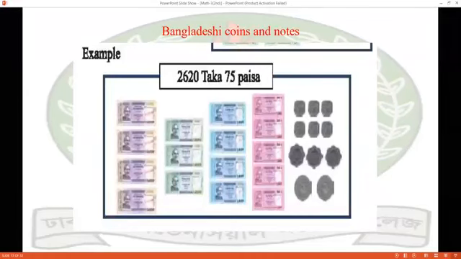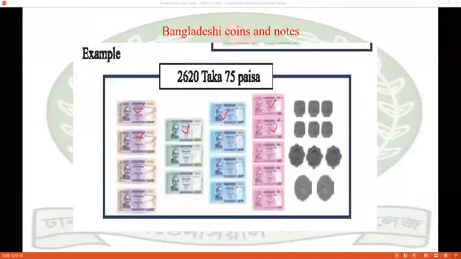2620 taka and 75 paisa. How can we choose it? You see that there are 2,000 taka notes, so easily we can choose 2,000 taka. And you see that there is a 500 taka note, so easily we can choose 500 taka. This is 2,500 taka, and you can choose 100 taka, so 2600 taka, and you remain 20 taka, so you can choose two 10 taka notes.